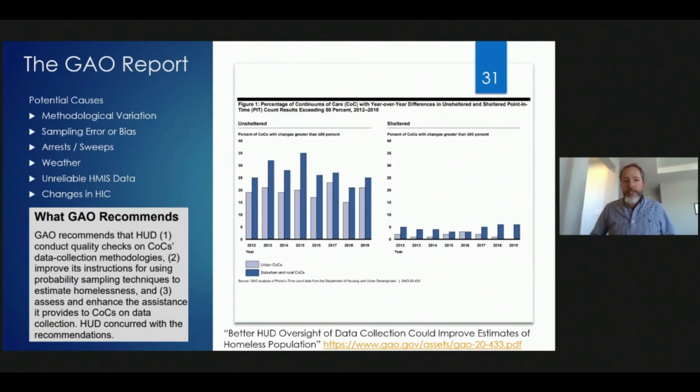So the GAO recommendations: better data quality checks, tighten methodologies, and improve the guidance that HUD provides to others. Sampling in general, you need to lean on a statistician, as we do ourselves, to make sure any models that you put in place have what's called statistical rigor. Next slide, please.